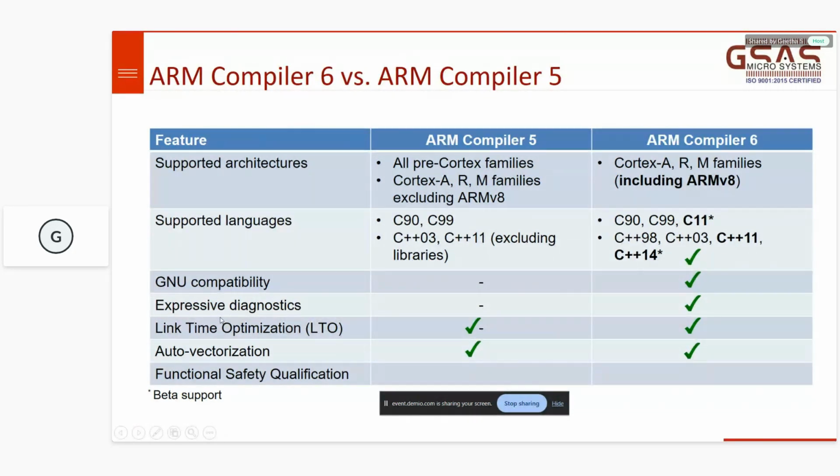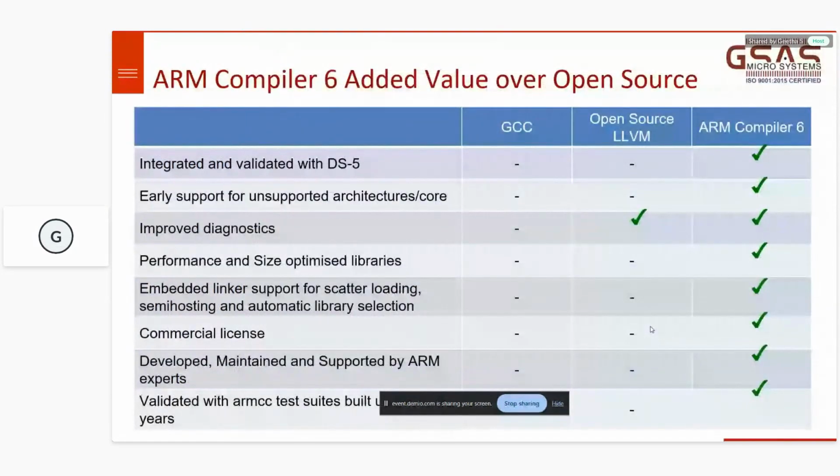Okay. So link time optimization was there in ARM compiler 5 as well as in ARM compiler 6. Maybe the advanced version of LTO was implemented in ARM compiler 6. Function safety qualification: ARM compiler 5 and compiler 6 both are safety certified by TUV SUD for developing the code for safety critical applications.